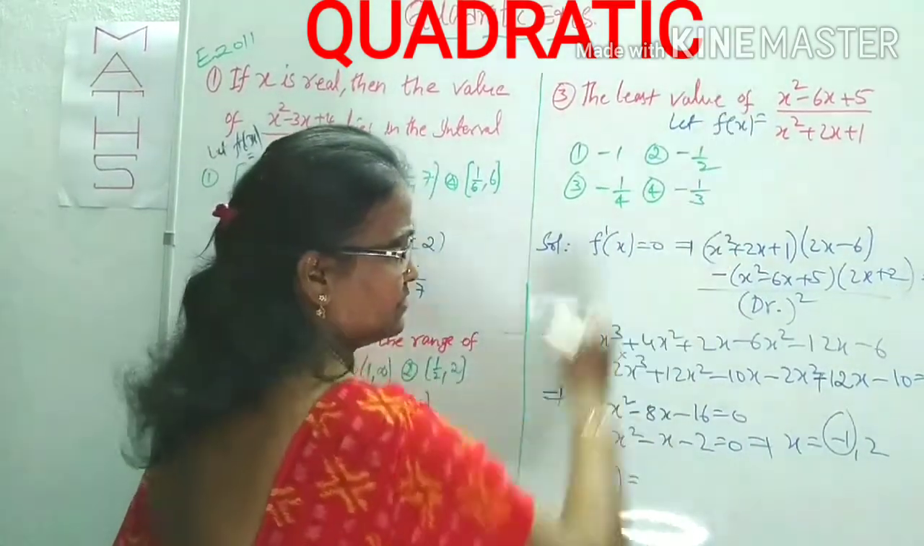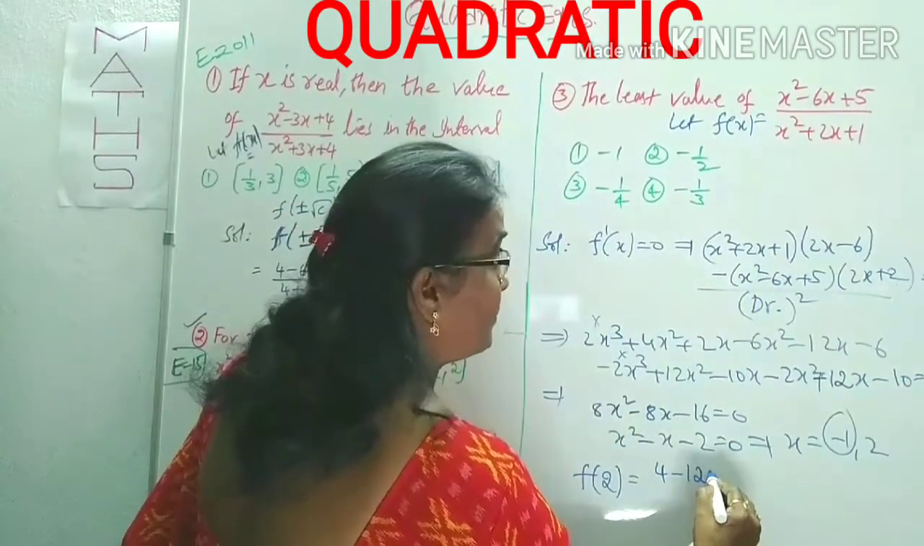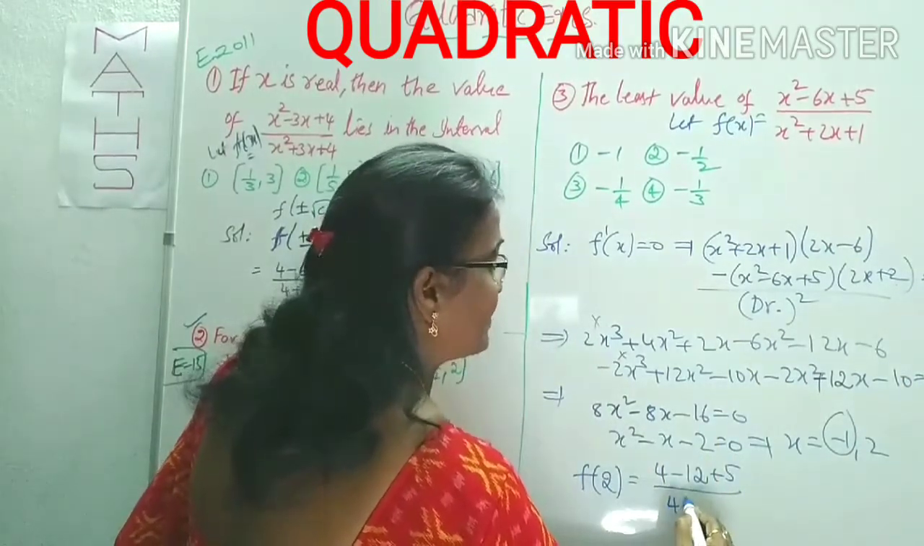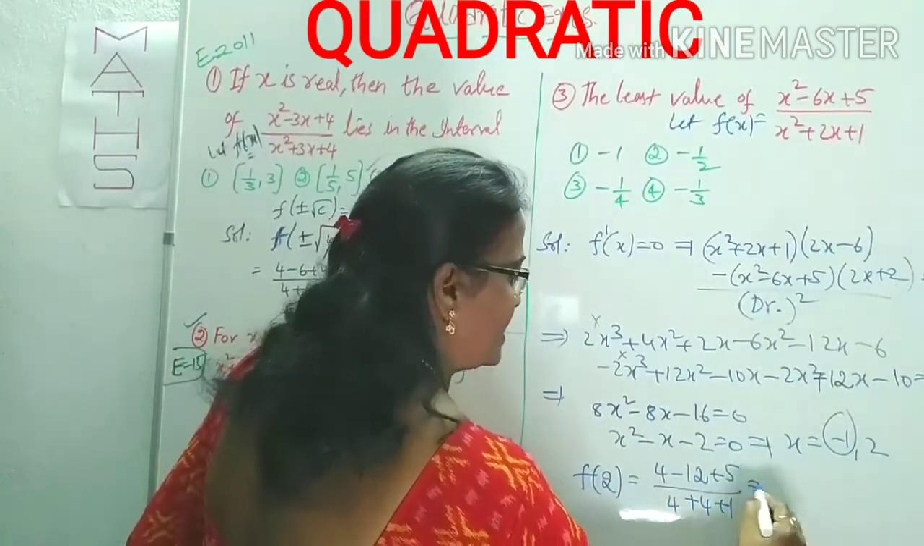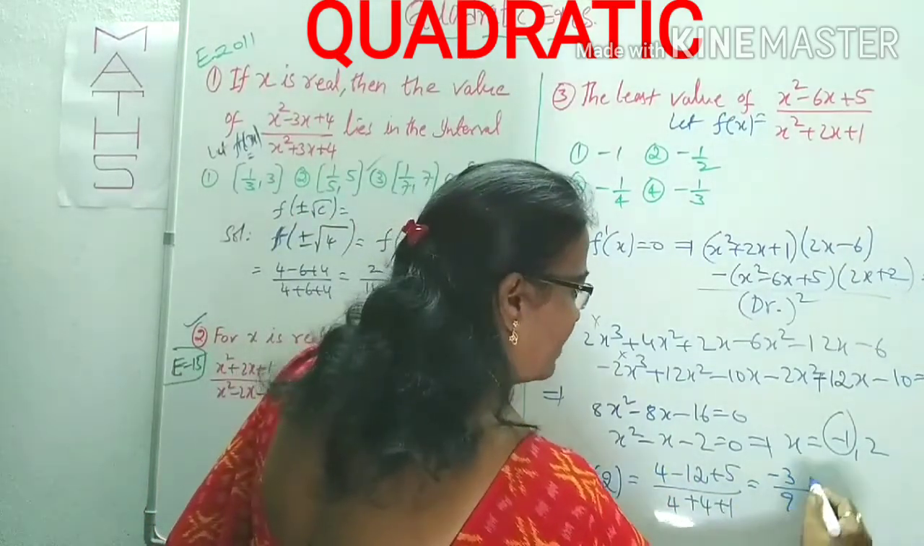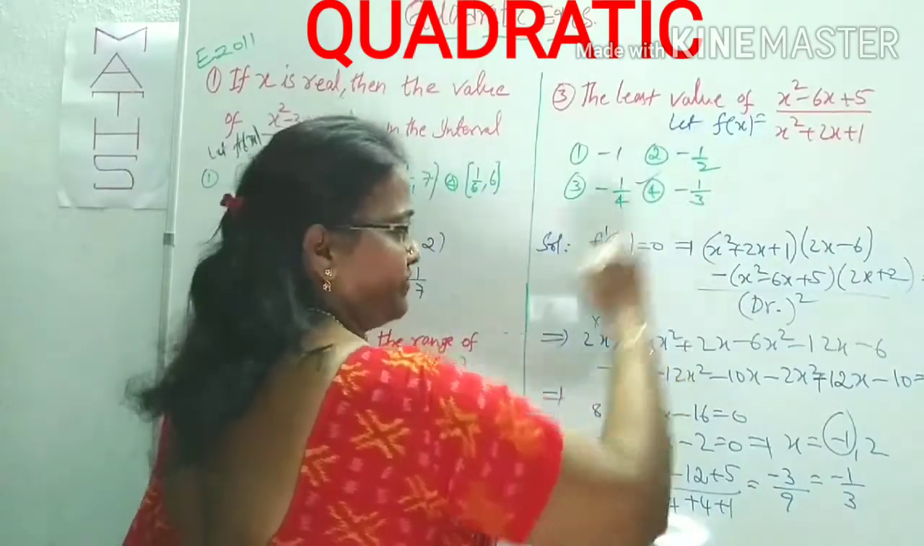By substituting, what happened? 2 square is 4. 4 minus 12 plus 5 by 4 plus 4 plus 1. This is a 9. 9 minus 12, minus 3 by 9. Minus 3 by 9 is minus 1 by 3. That is simply the fourth option.